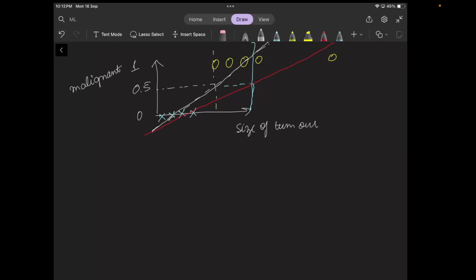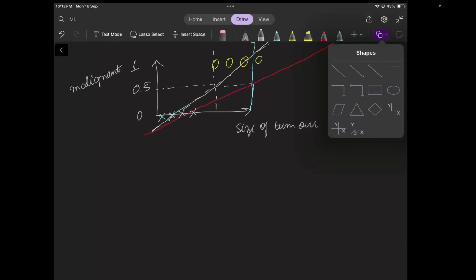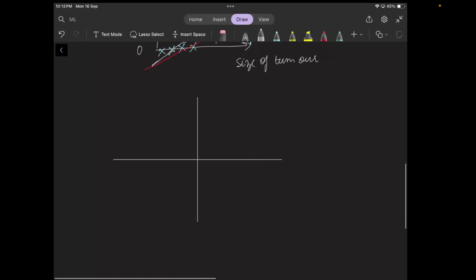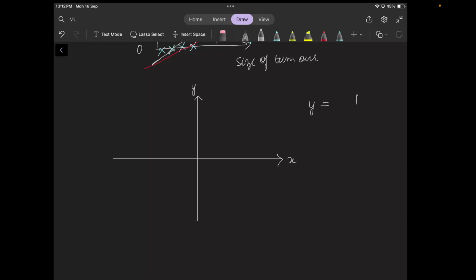Now, are you aware of the sigmoid function? So what is the sigmoid function? Yes. Do you remember the expression also? So it is 1 upon 1 plus e to the power minus x.